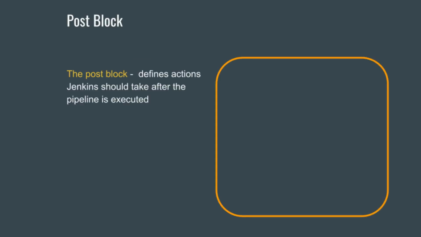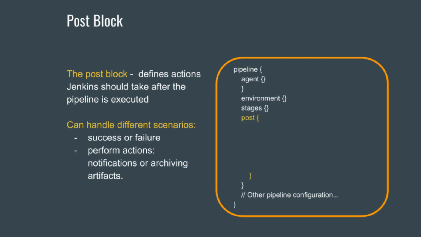And lastly, post block. The post block defines actions Jenkins should take after the pipeline is executed. It can handle different scenarios: success or failure, and perform actions like notifications or archiving artifacts. Here, the post block has success and failure. So that's it.